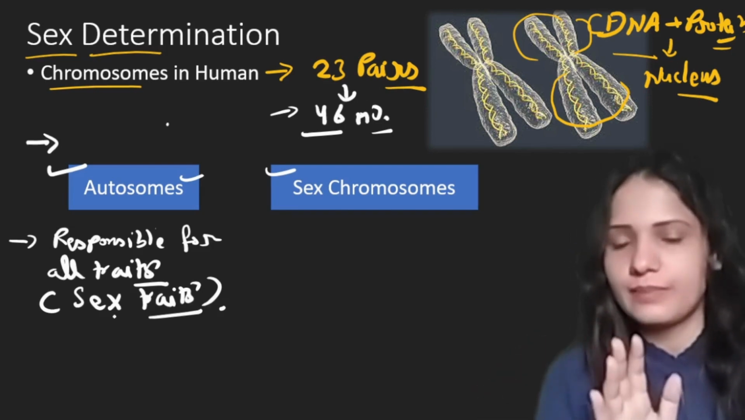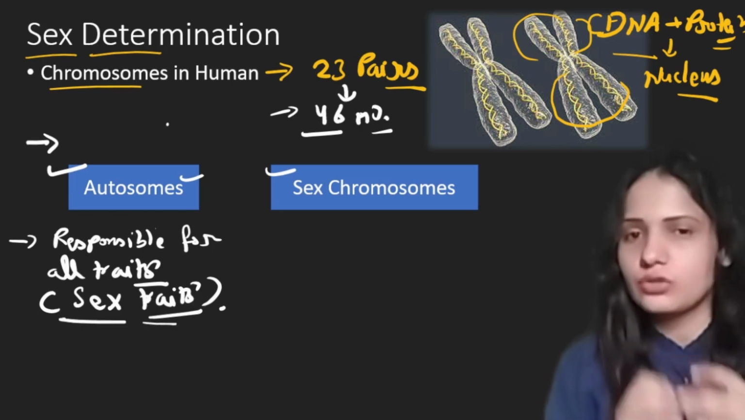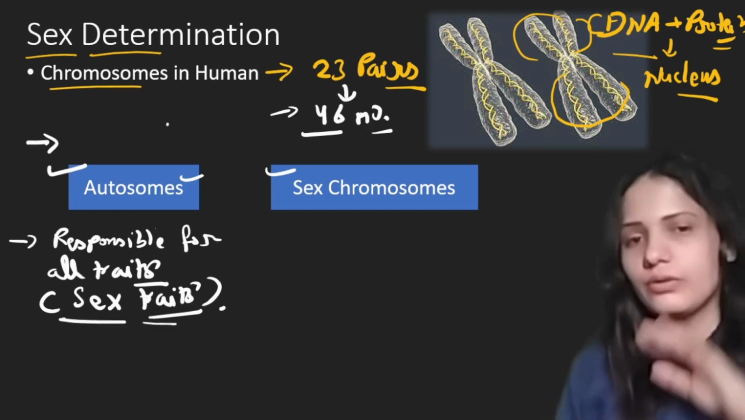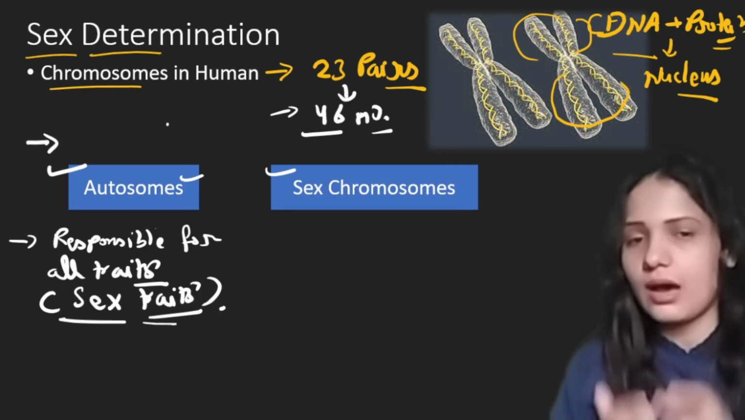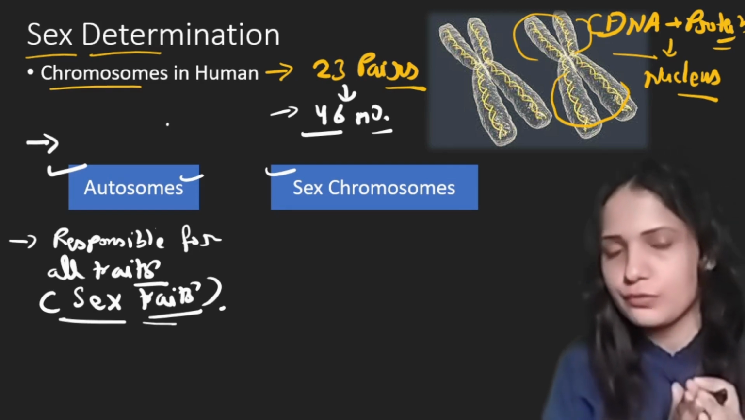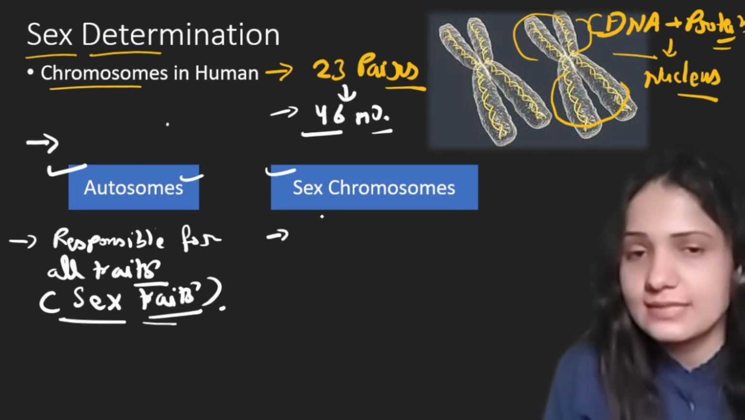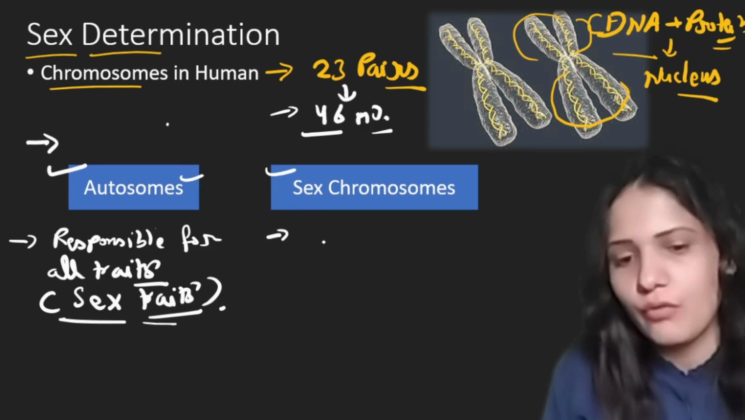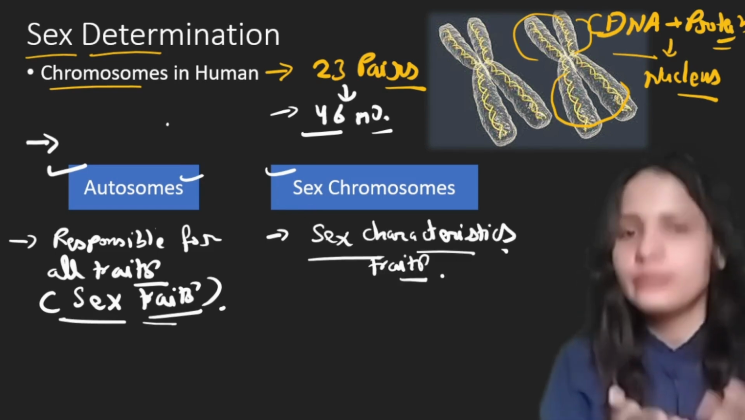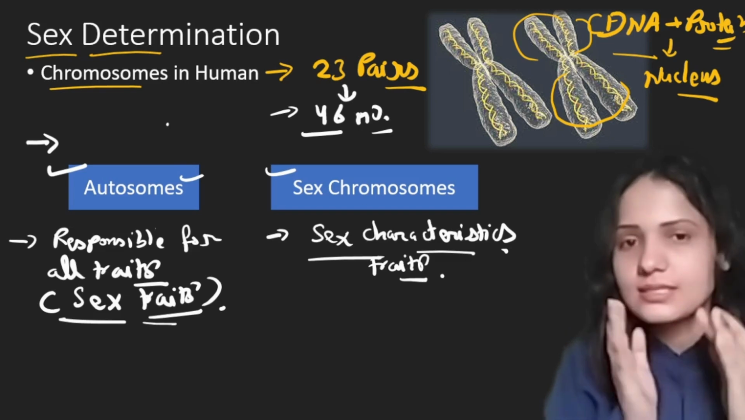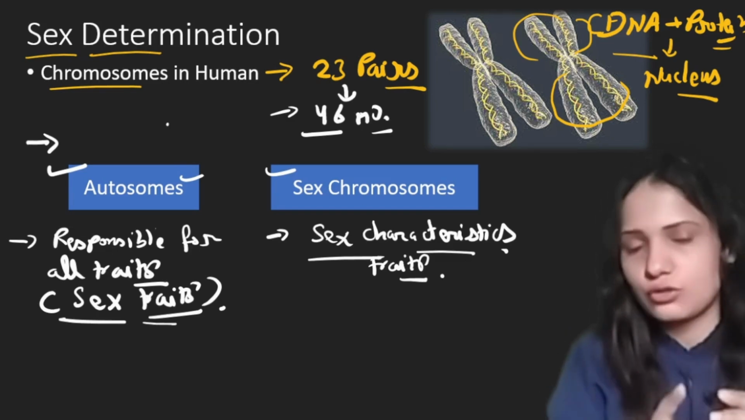These are not encoded by autosomes. Autosomes don't control these traits. Autosomes are responsible for all the traits but not for the sex traits. Sex characteristics are determined by another type of chromosomes, which are sex chromosomes. We can write down here that sex chromosomes are responsible for sex characteristics or traits for male or female, boy or girl. This character of maleness or femaleness is determined by sex chromosome only.